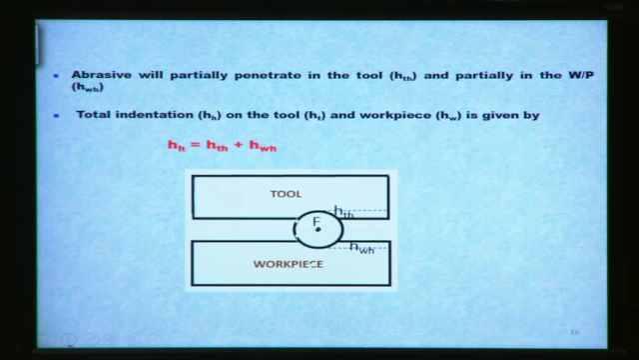So again, the abrasive will partially penetrate into the tool as well as into the workpiece. So the total depth of penetration is equal to the hammering model: indentation into the tool and indentation into the workpiece.